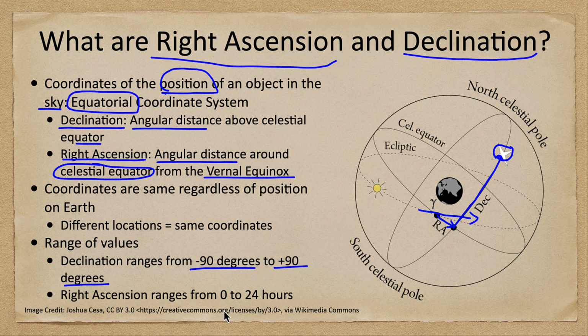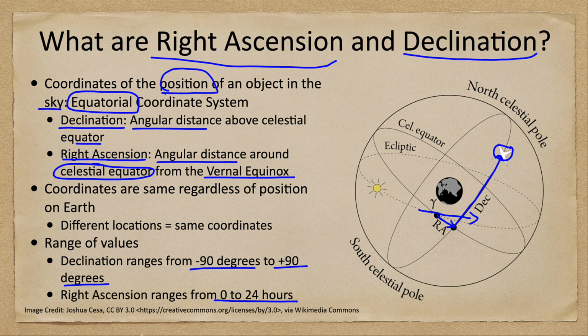Now, right ascension does differ from azimuth in that it is not measured in degrees. It is traditionally measured in hours, with there being about 15 degrees in 1 hour. And that's about how long it takes an object to move across the sky. So in 1 hour, an object would move about 15 degrees, making a full circle of the sky in 24 hours.